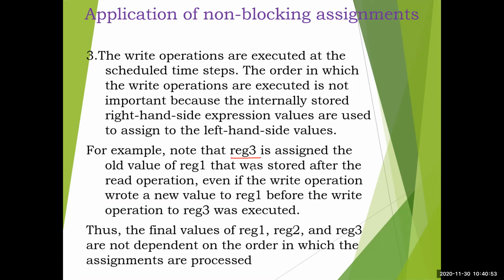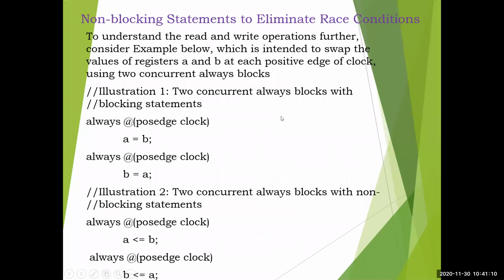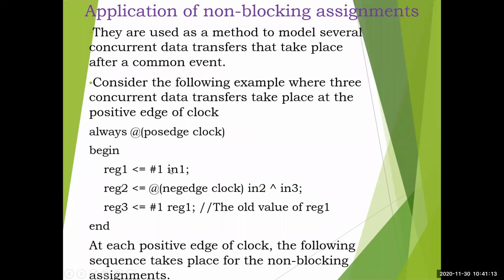Okay, but when it is doing the read operation, register 1 has the old value. Okay, it was read. And when it is given the assign, it will copy the old value of this to register 3. Just to show you here, register 1 has in 1, and in register 3 I am doing register 1. If this is a sequential blocking statement, after this only this will execute.